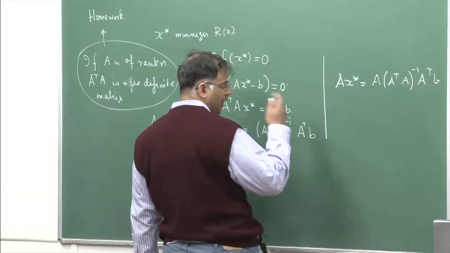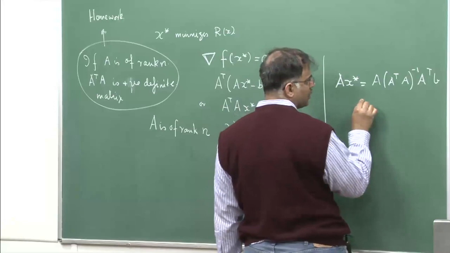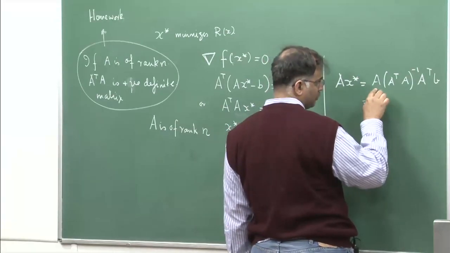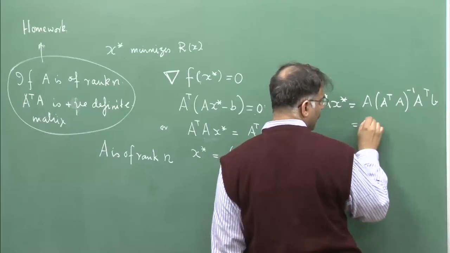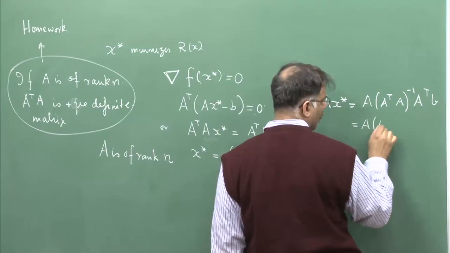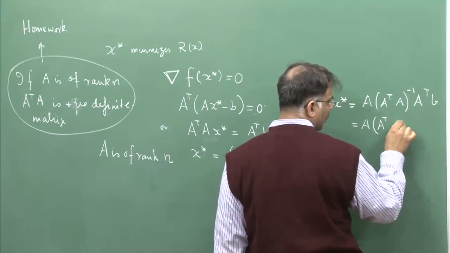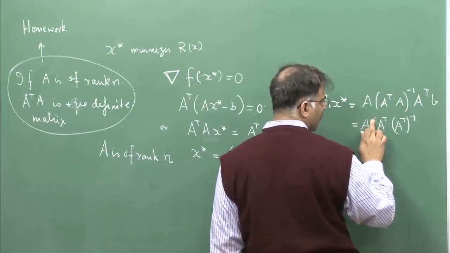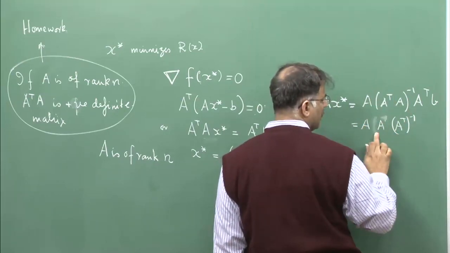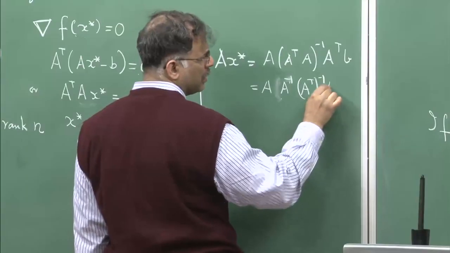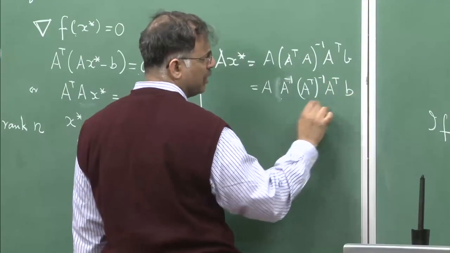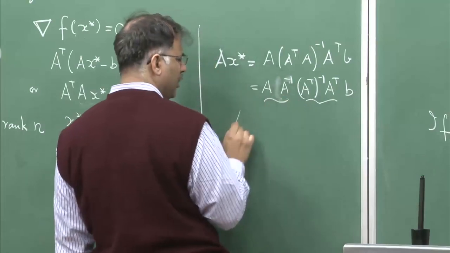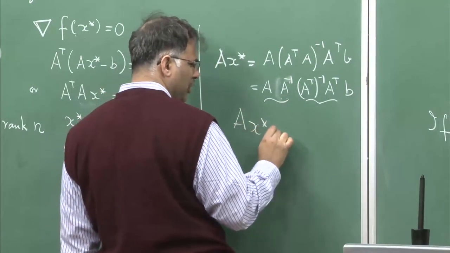Now, what is AX star? Let me see what happens. This can be written as A inverse, A transpose inverse, because (AB) inverse is B inverse A inverse. So this is A inverse, A transpose inverse, A transpose inverse B. This is identity and this is identity. So you have AX star is equal to B.